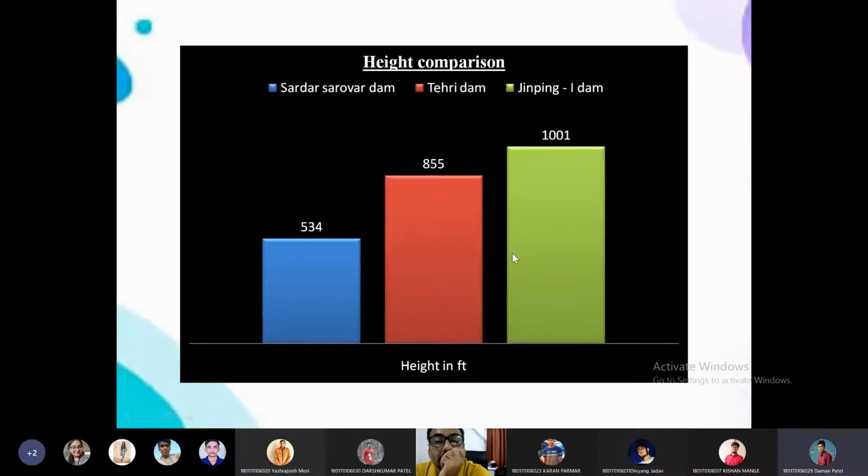The world's highest dam is the Jinping 1 dam, which is situated in China. Its height is 1001 feet. For India, Tehri Dam is the tallest dam. Height is 855 feet, and here is the Sardar Sarovar Dam, 534 feet.